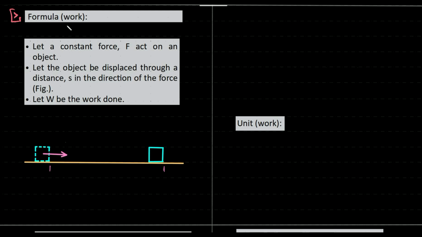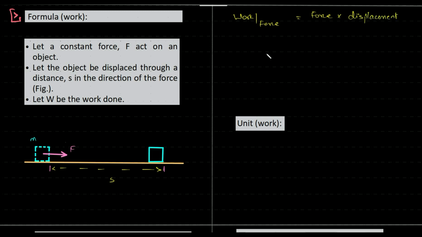Let's learn about the formula that is associated with work. For this, I'm taking up a scenario. I have an object of mass m. On this, let's apply a force of F. And this force displaces this object with a distance, or displacement, of s. Then the work done by this force is nothing but the magnitude of the force into the displacement.